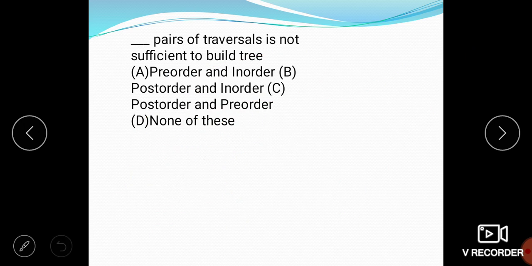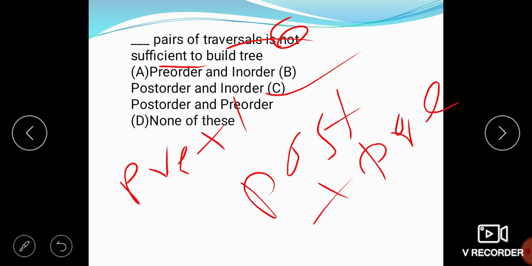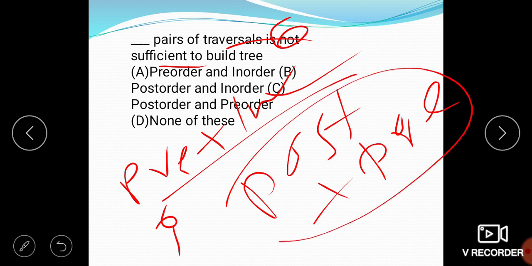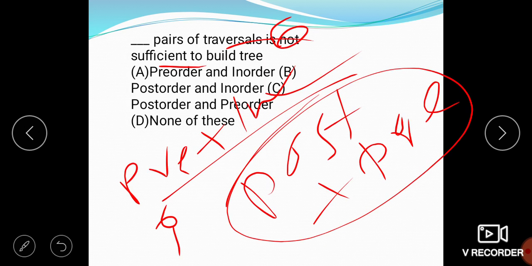Now next, which pair of traversals is not sufficient. We all know that post and pre are not sufficient, so option C is correct. With pre and in order we can draw a tree, and with post and in order we can draw one, but post with pre is not possible, we cannot use this for the traversal.